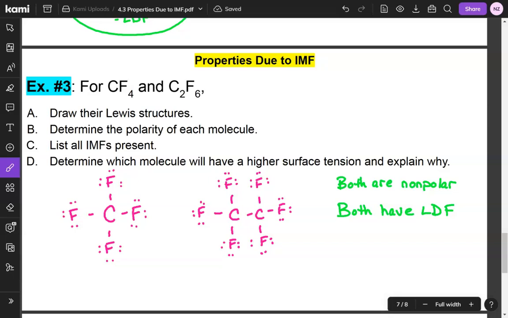So it says determine which molecule will have a higher surface tension and explain why. All right, so here we have two molecules that have London dispersion as the intermolecular force. So which one has the greater intermolecular force? And the answer is the larger molecule will have greater intermolecular forces. Therefore, our dicarbon hexafluoride will, and it will have a higher surface tension because we know the molecule with the greater intermolecular forces will have the highest surface tension.